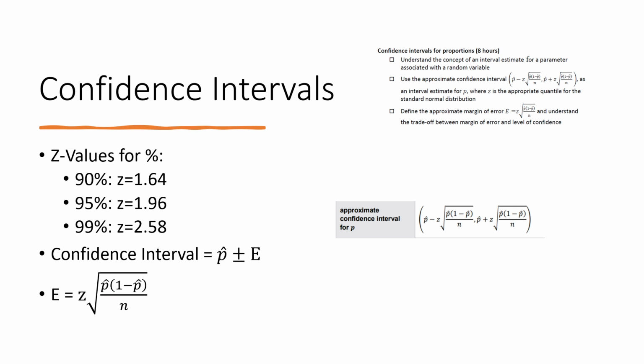Confidence intervals, you just remember your z values for the confidence interval percentages: 1.64, 1.96, and 2.58. You may even notice for Tech Free. The confidence interval is p hat plus or minus the margin of error, which gets your bounds. E is z, your z value here, multiplied by the standard deviation. And that's it. Good luck, guys. For Methods, you can do it.